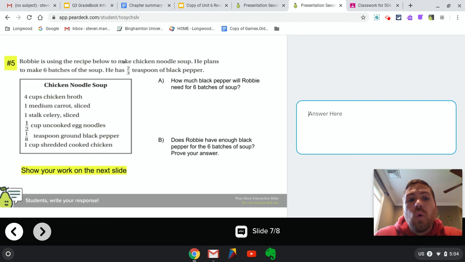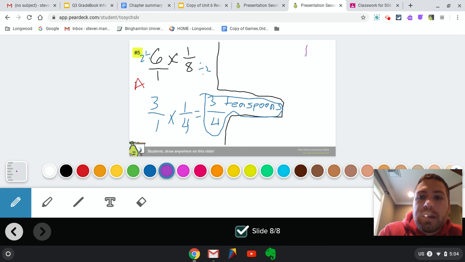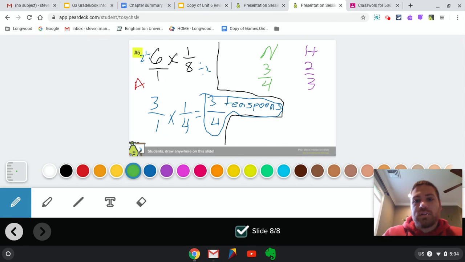So we know he has, right up here, the last sentence of the problem, or the information they're giving us, he has 2/3 teaspoon of black pepper. We know that he needs 3/4, okay? So he has, I'm going to just put an H up here, he has 2/3 teaspoons. He needs, let's do it in a different color, that's an N for needs, 3/4 teaspoons.